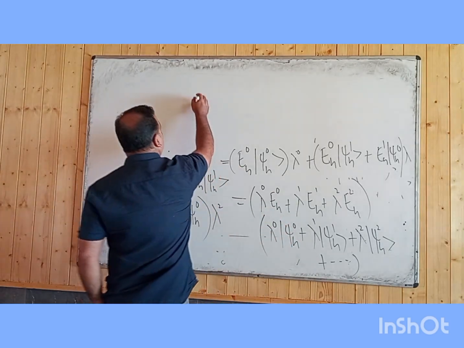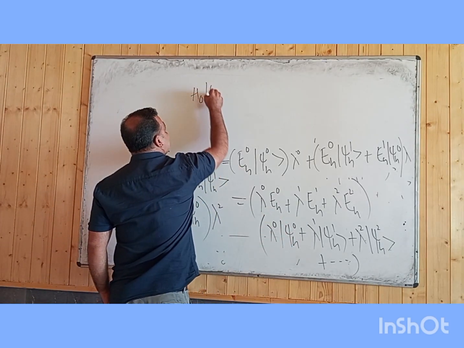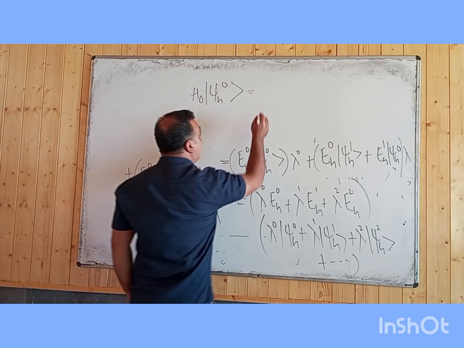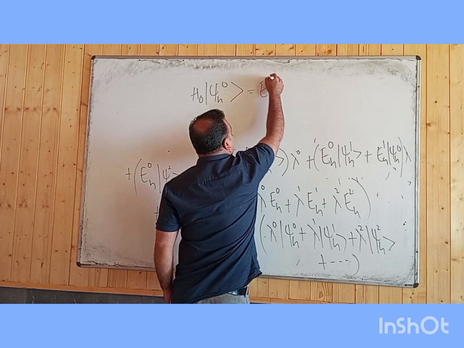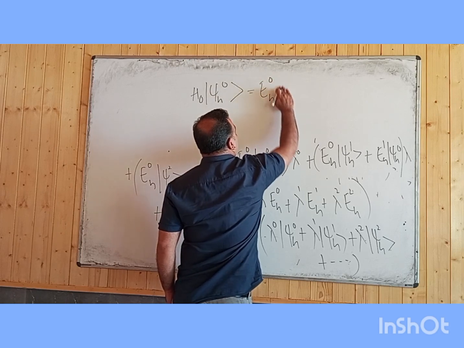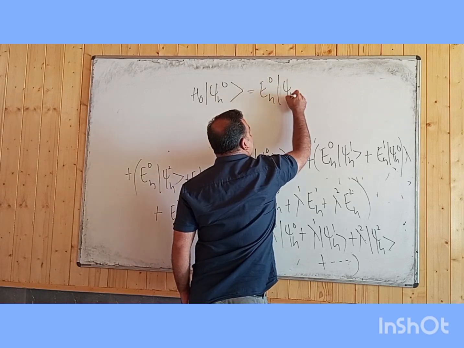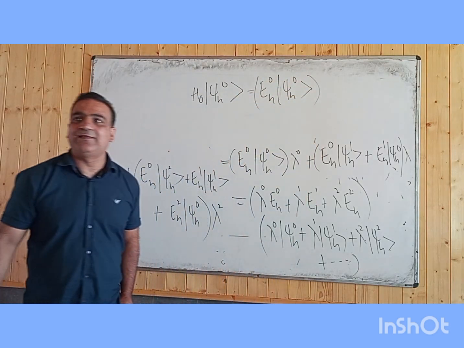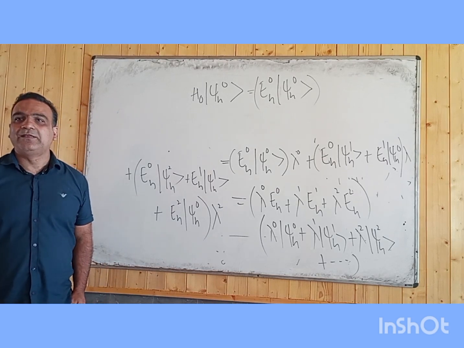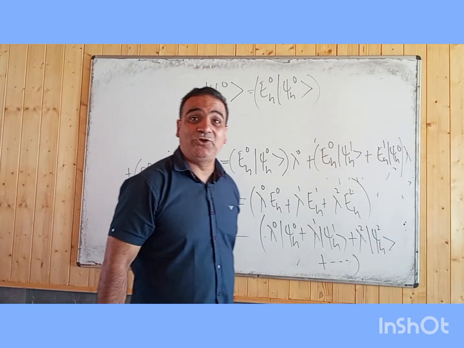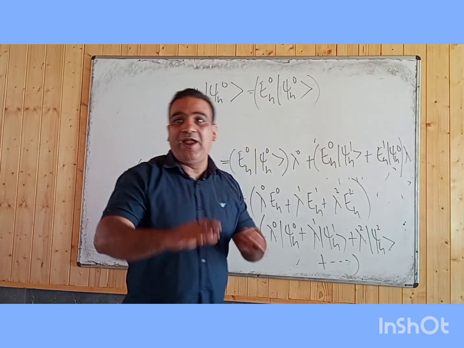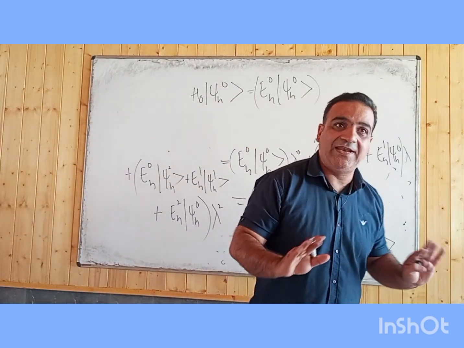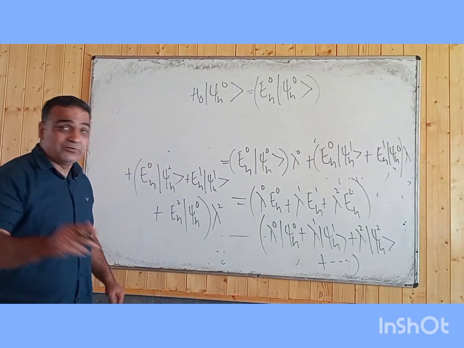H naught psi n naught equals E n naught psi n naught. That's it. What is this? This is the unperturbed Schrodinger's wave equation. We know everything about it. We know its eigenvectors. We know its eigenvalues. Clear? Okay, give me another equation in terms of lambda.